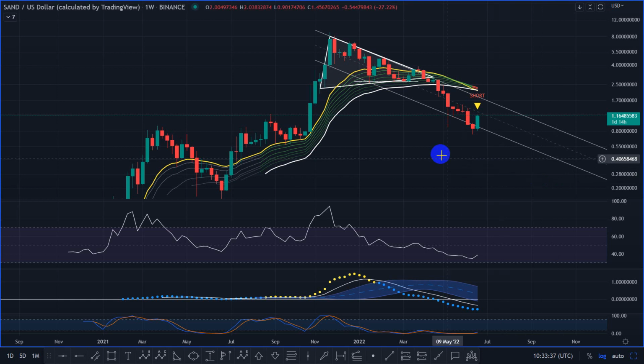And today we are looking at the Sandbox and the cryptocurrency named Sand. And as always, we start from the 1 week time frame. What do I see here?